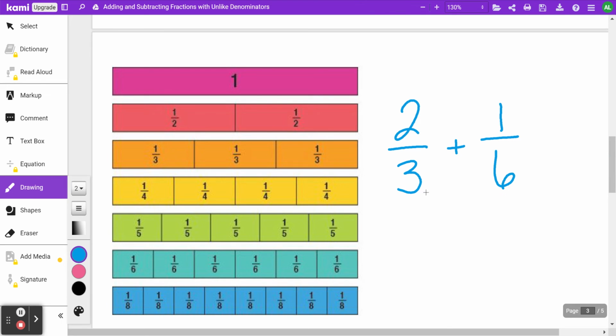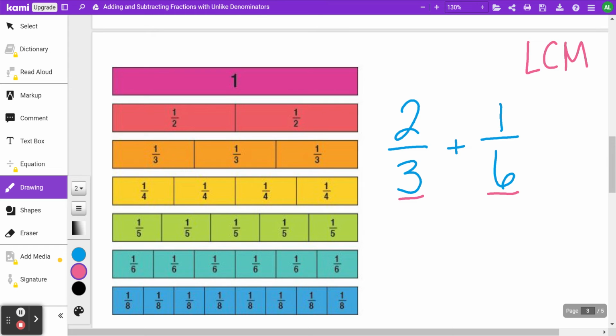So here we have 2/3 plus 1/6. But if you notice here, our denominators, 3 and 6, are not the same. So we have to use our least common multiples to find equivalent multiples that they have in common and make an equivalent fraction. So this will not stay 2/3 and 1/6, they'll become something else.